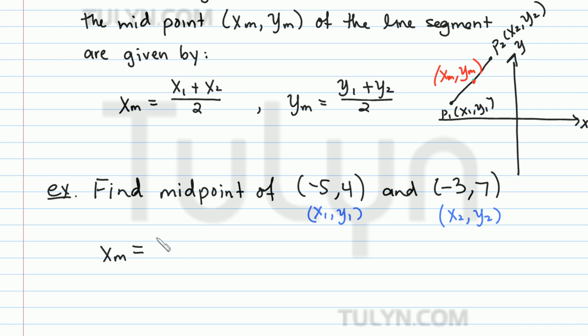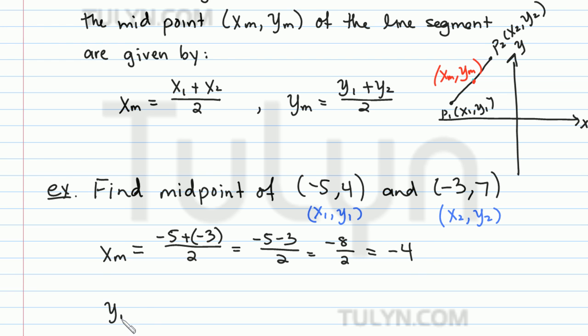So then x1 is -5 and x2 is -3. And you add them and then you divide by 2. So -5 plus -3 is -5 minus 3 over 2, which is -8 over 2, which is -4.